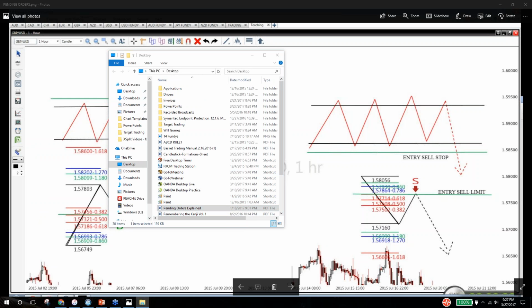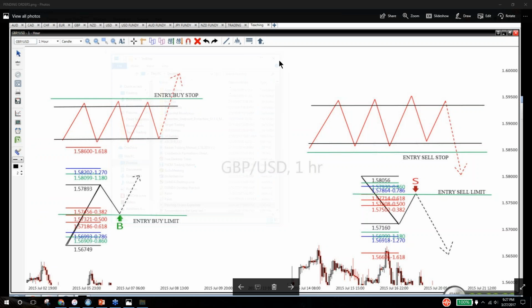Okay, both of those are in there. Perfect. All right, so let's talk about pending orders really quickly. When it comes to pending orders, the pending orders that we're going to be using are this type: the pending entry buy stop and the pending entry sell stop.